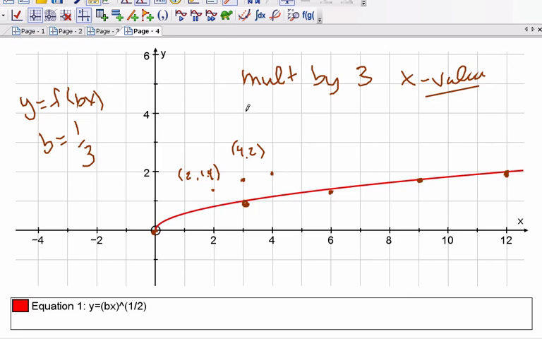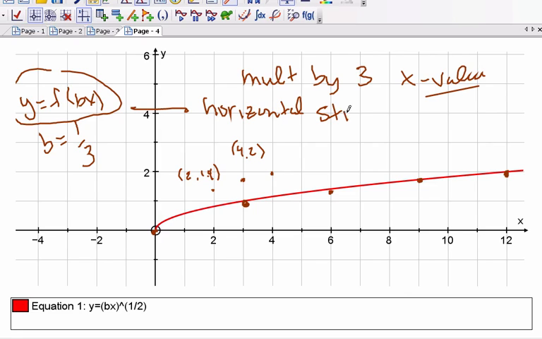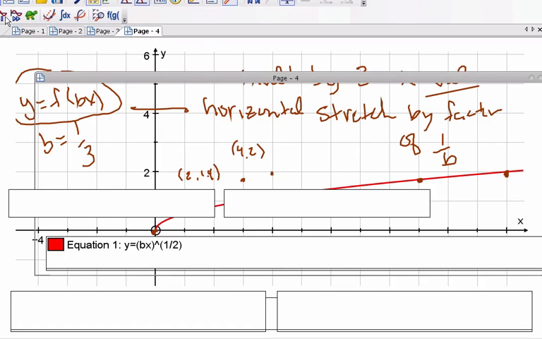So this here, in general, is called a horizontal stretch by a factor of 1/b. It's always the opposite, multiplied by the opposite. And those are our 6 transformations. We have a horizontal stretch. So let me just get a page here to talk about.